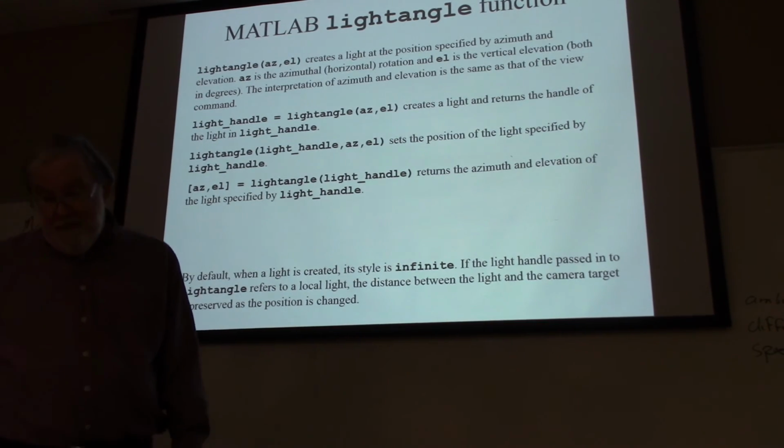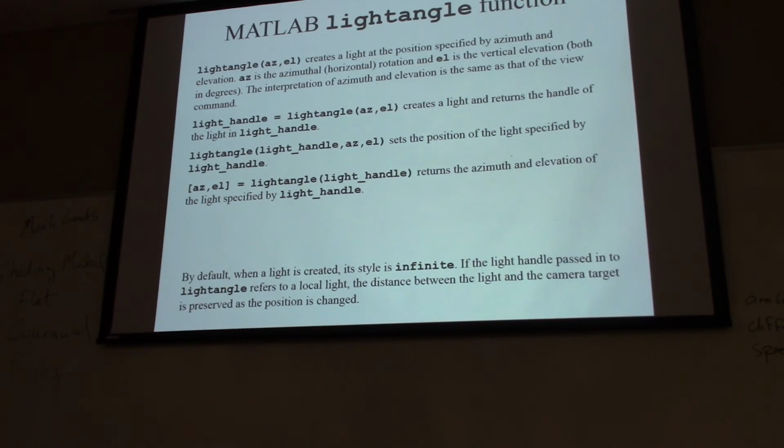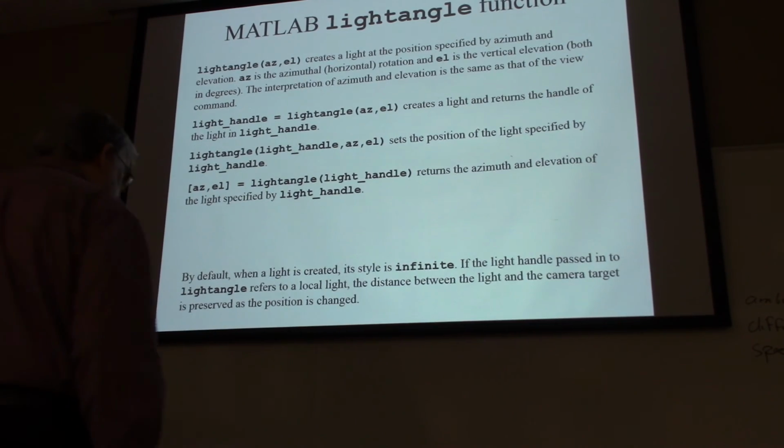Okay, in the previous example we defined a direction according to the coordinate axes, the direction x, y, and z. We can also define it according to the local azimuth and elevation of the view. So that means we can call the light angle, give it an azimuth and elevation, and that will create a light with a style of infinite coming from that angle.